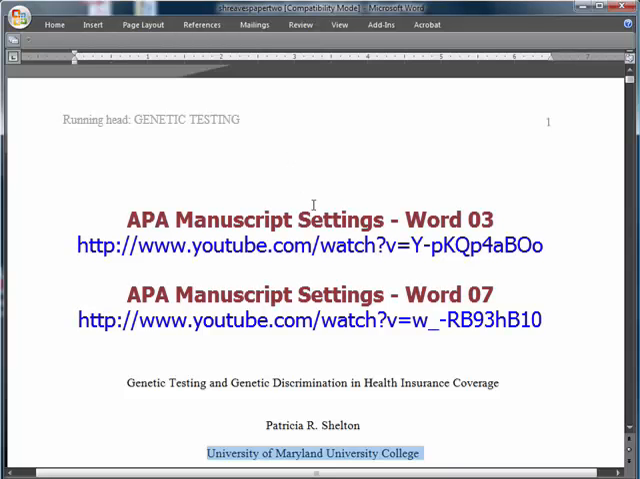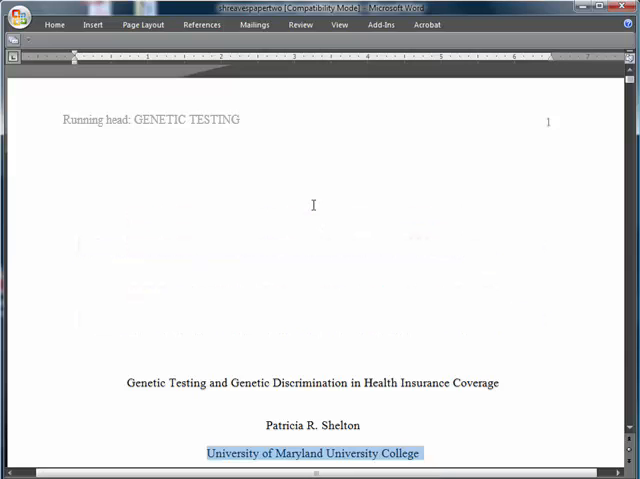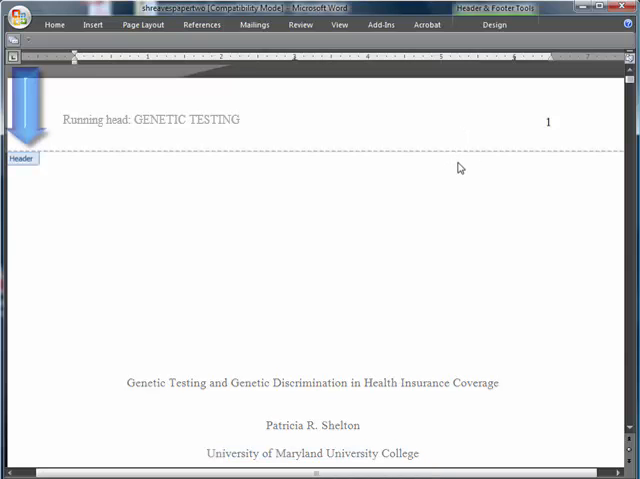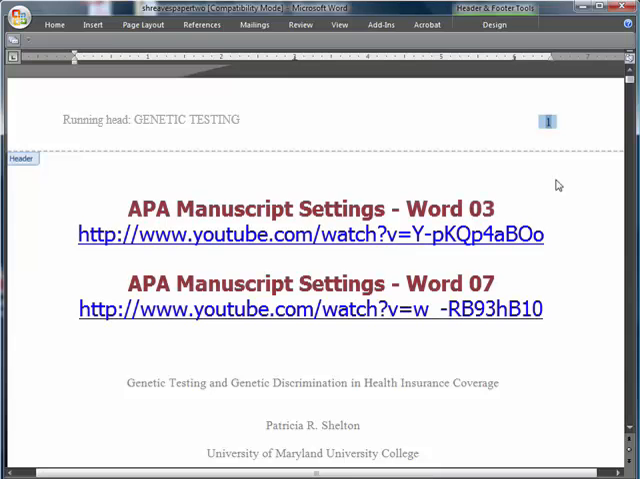Here are also 2 links that take you through all the steps of setting up your APA manuscript using Microsoft Word 2003 and Microsoft Word 2007. Next, I would like to look at the page header. As you can see, the page header is typed into the header portion of your document, and it must be inserted using Microsoft Word's header footer commands. Again, I refer you to the video if you need any help in accessing these Microsoft Word commands.